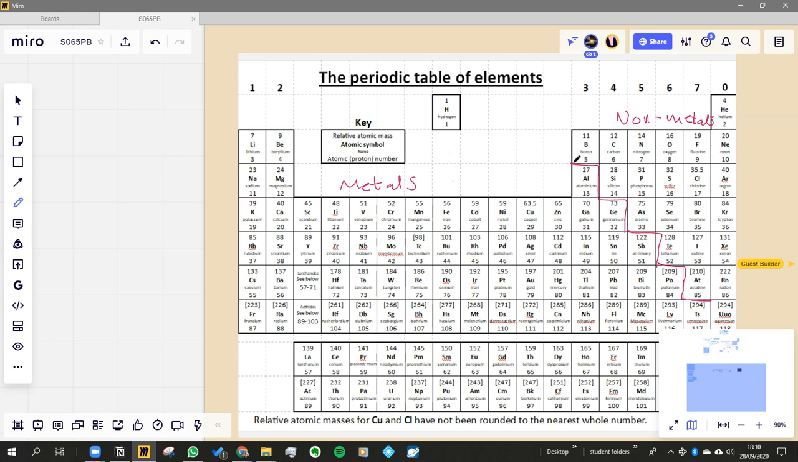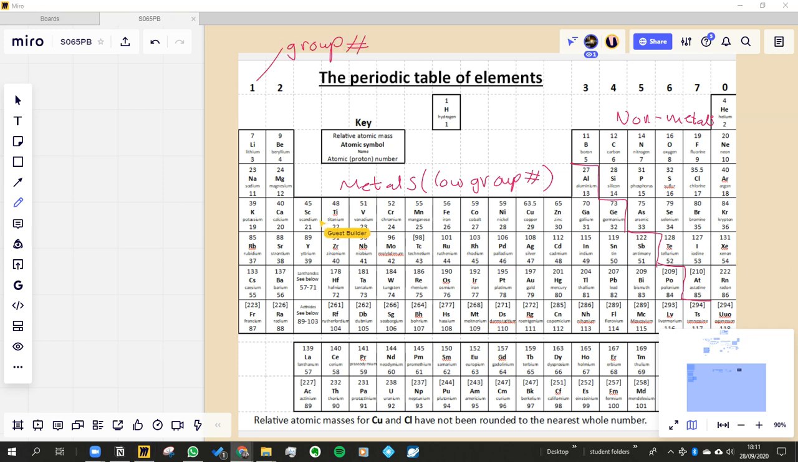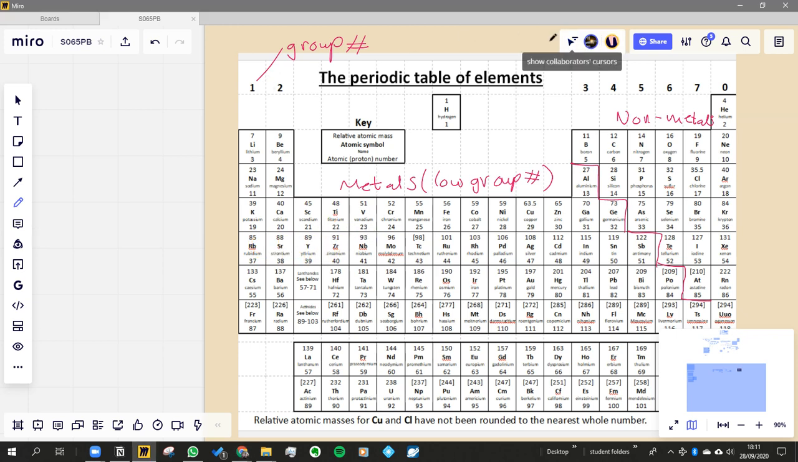But what we do notice is metals on the left, non-metals on the right, which means metals have a low group number. So if metals have a low group number, what does that mean? The group number tells you how many electrons are in the outer shell. And you can always try that out.